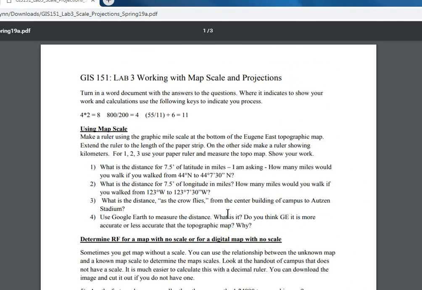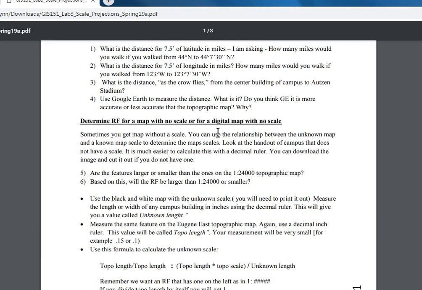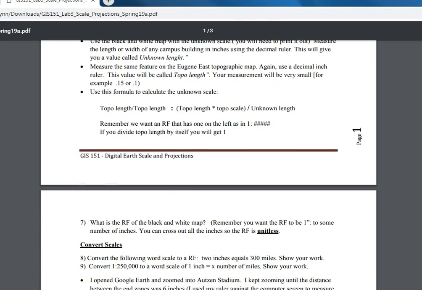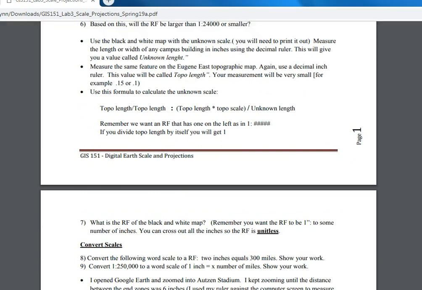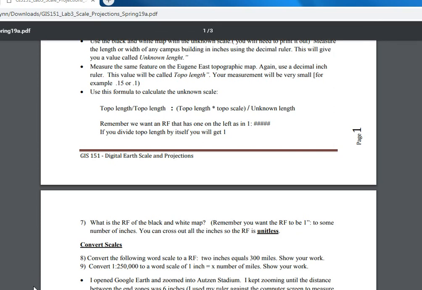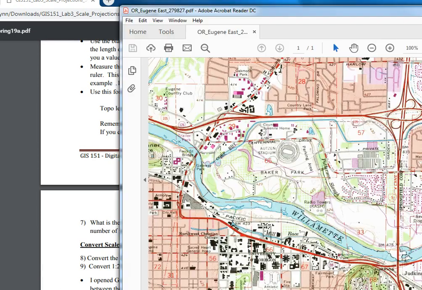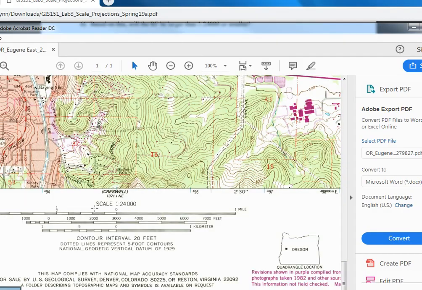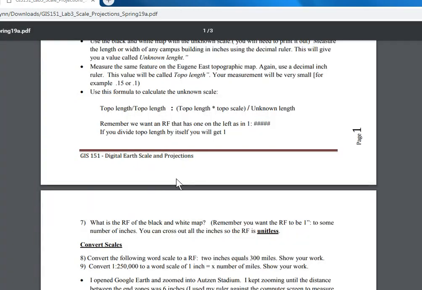And then you're going to measure the same distance using Google Earth and then discuss kind of what impacts accuracy there. The second task I'm going to ask you to do is to validate or to determine the scale using a topographic map, where you know what the representative fraction scale is, and a map where you don't know what the scale is.